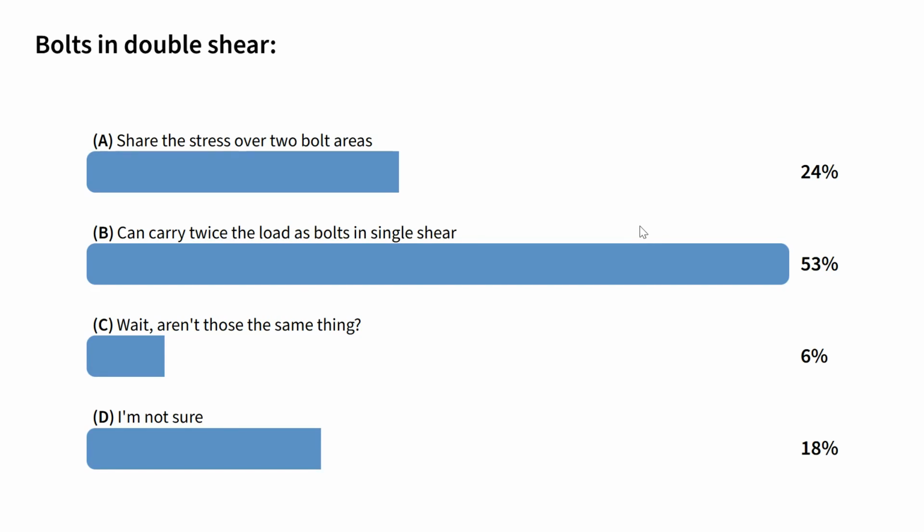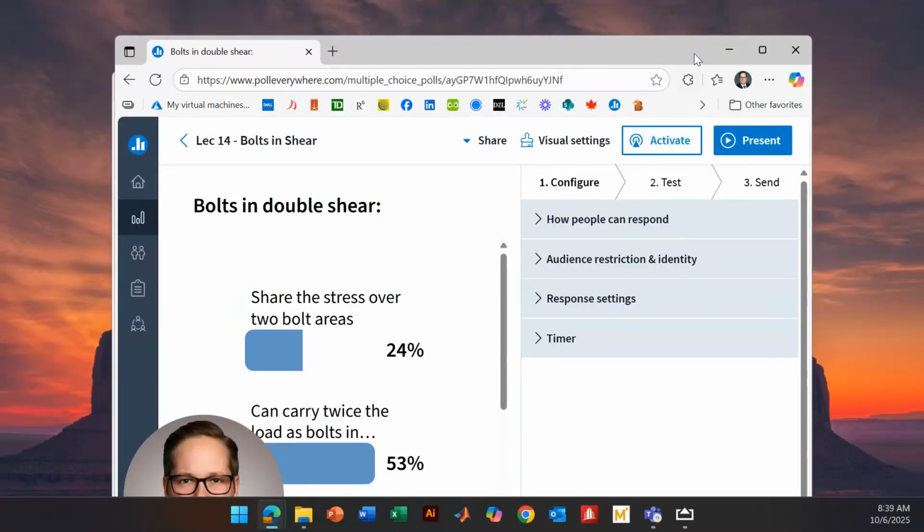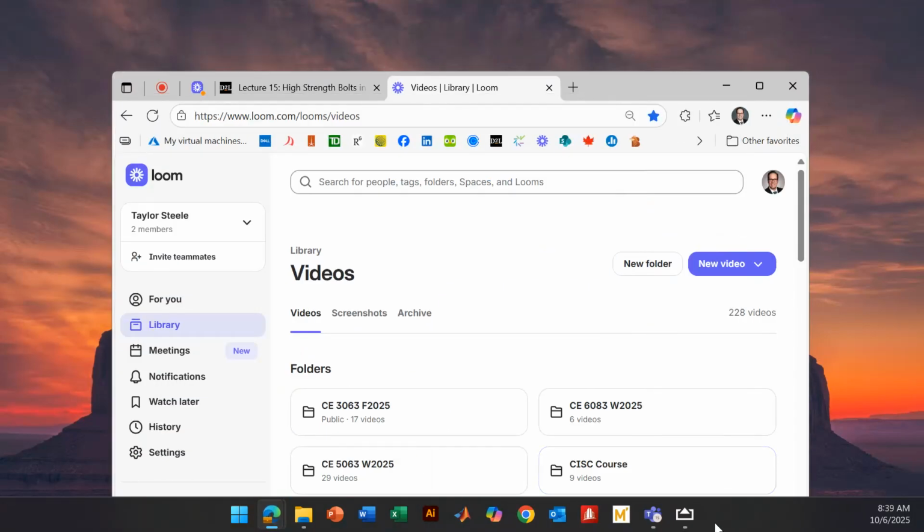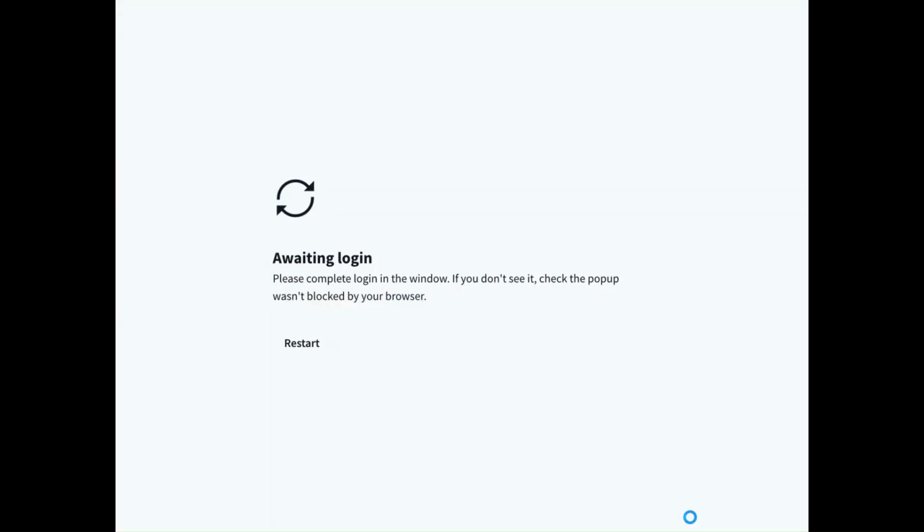We'll see what that means today, and we'll see what the implications of that are for us in terms of how we're going to approach calculating the strength of our bolts in double shear.